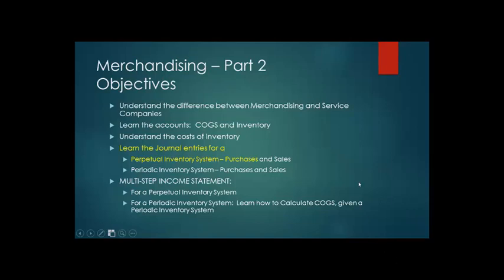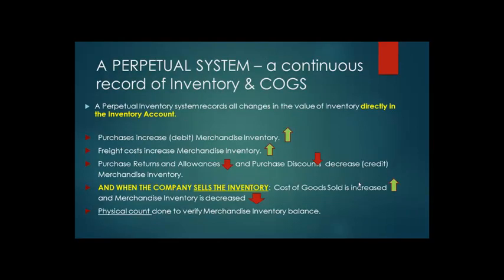Welcome back to part 2, merchandising. In this video we are going to walk through the journal entries for a perpetual inventory system, the purchasing transactions. So what is a perpetual inventory system? It is a continuous record of inventory and cost of goods sold.